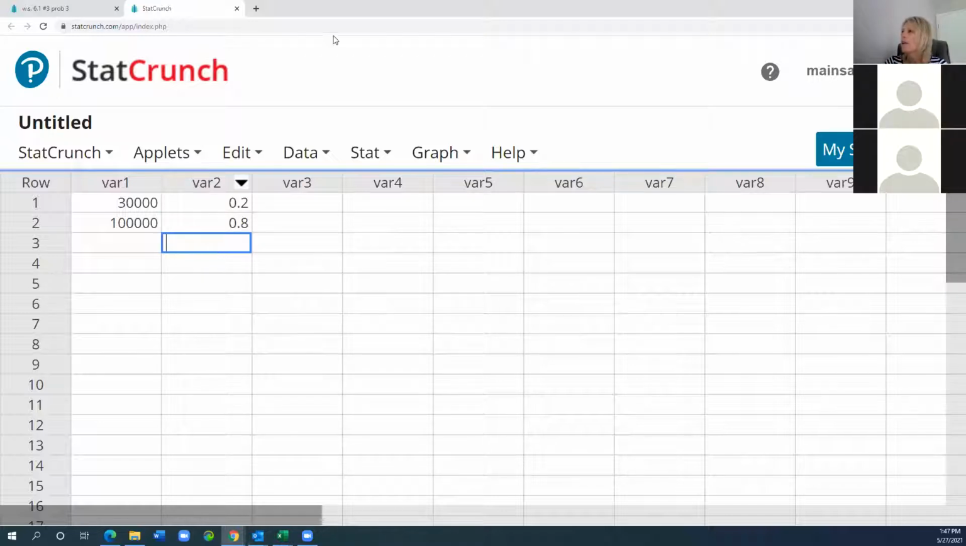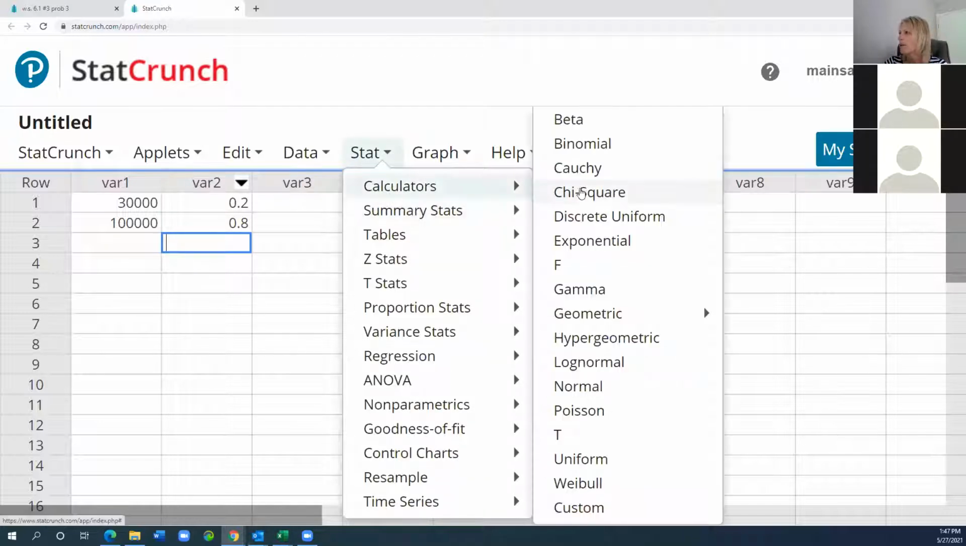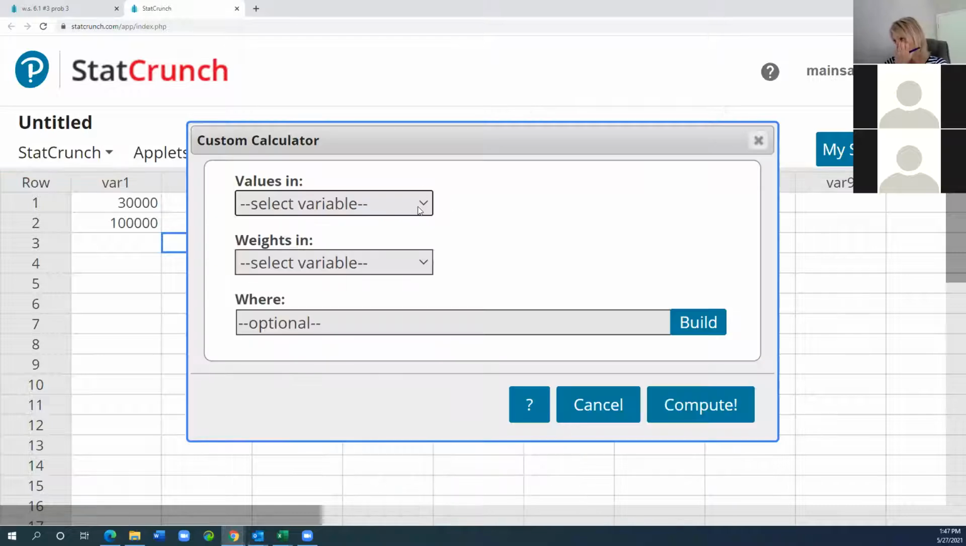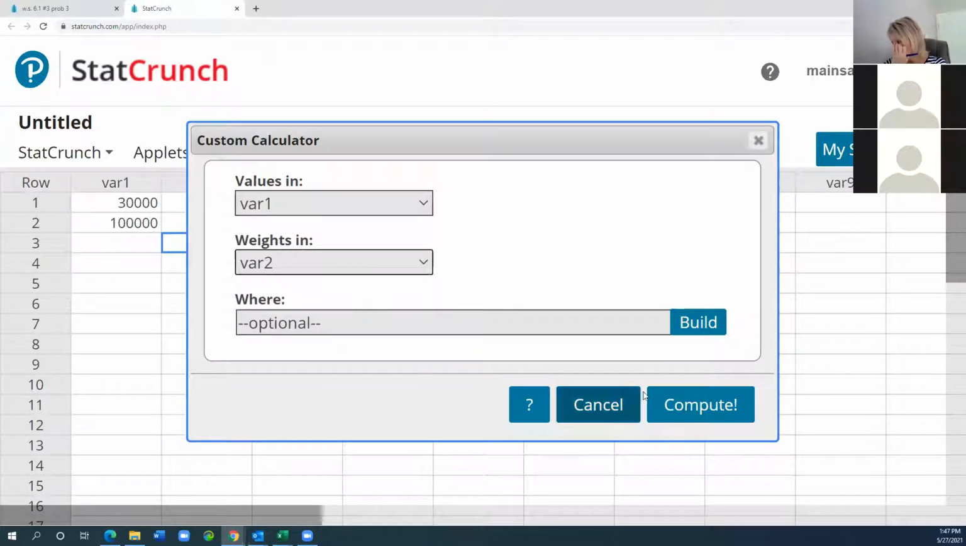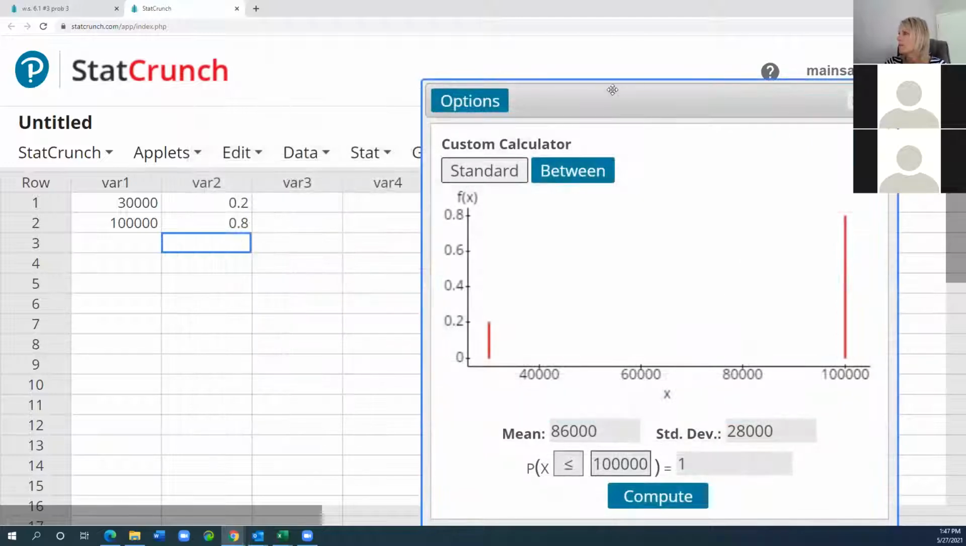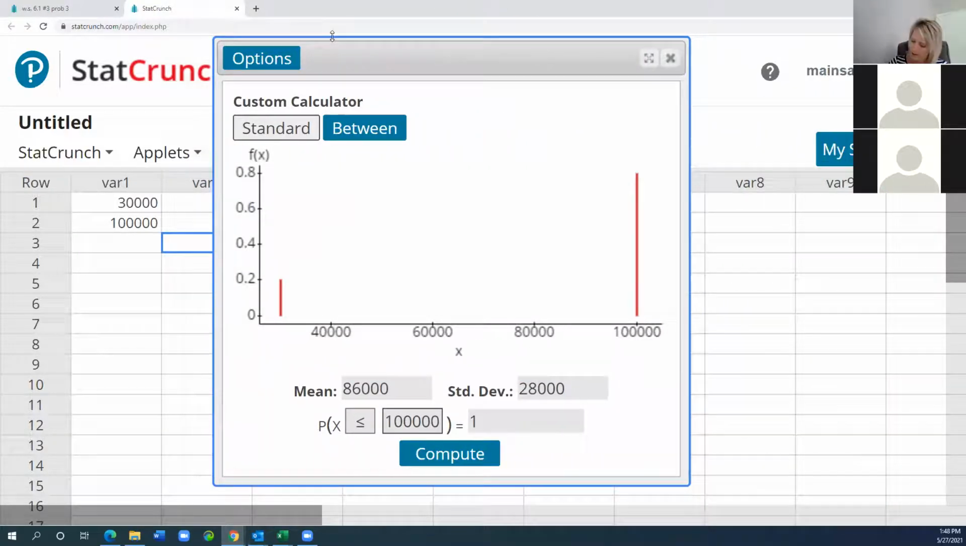Okay. And then we can go to stat and calculators and custom and var1 and var2, and then hit compute. And so it looks like the concert promoter is most likely to have an expected profit of about $86,000. So more likely to no rain than rain, right?